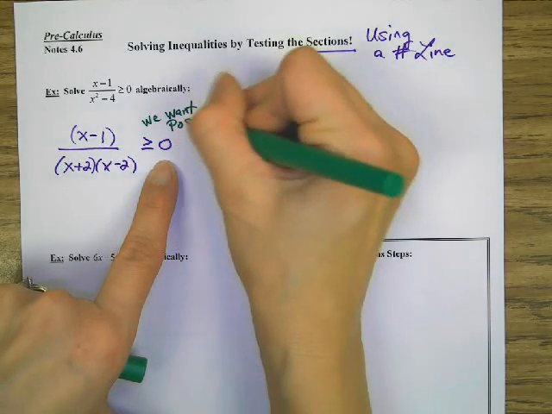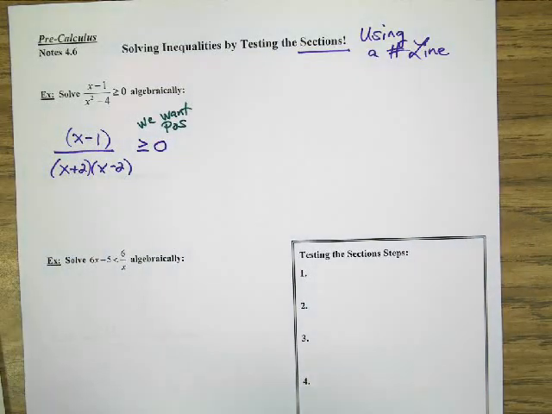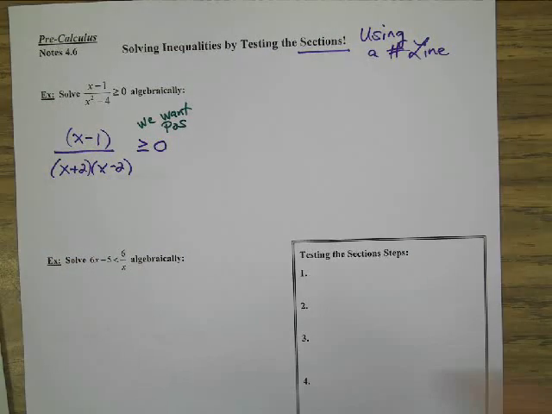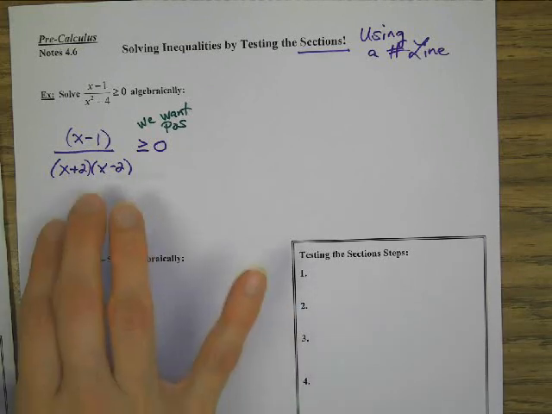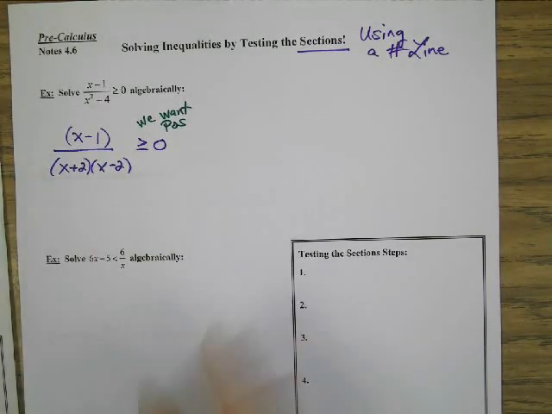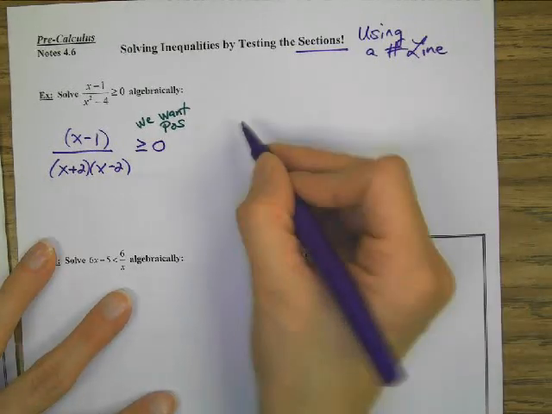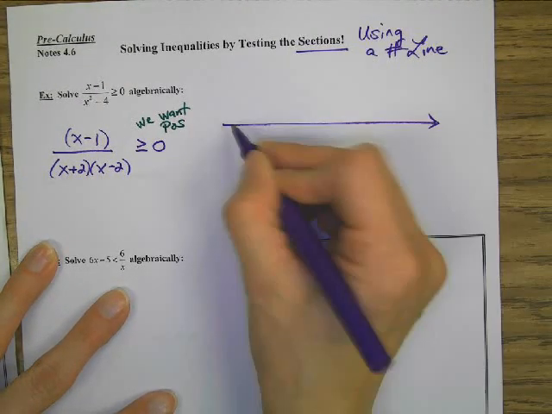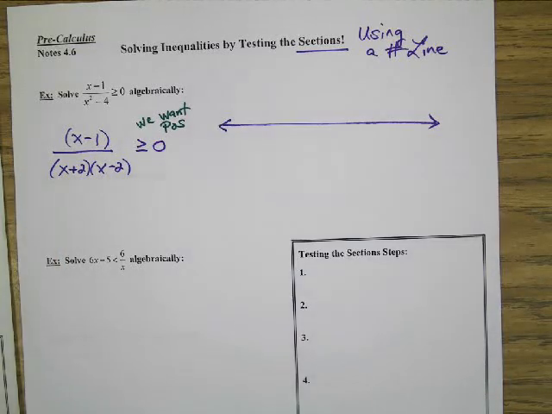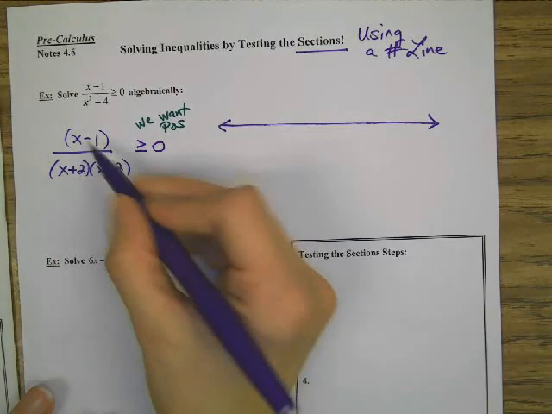So we want positive. When we did the parabola chapter, we drew little parabolas because that was fast and easy. But when we have these fancy rational expressions, we're not going to draw a whole graph just to see where it's greater than 0. So what we're going to do is use a number line. And on the number line, we're going to put all the critical values.